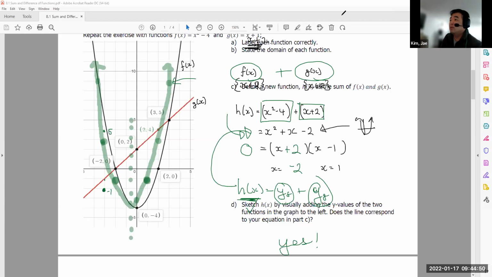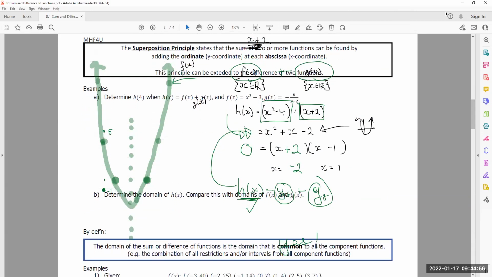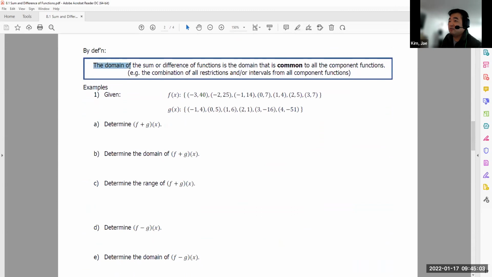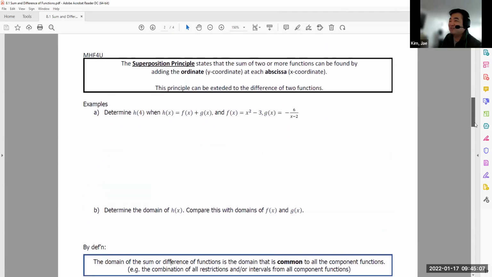Okay. You had a hand. What's up? Would you be able to add the functions if they had different domains? Oh, that's a very good question. Guess what I'm going to talk about after? The domain. Good question. Okay. No, that's awesome. Good for you.